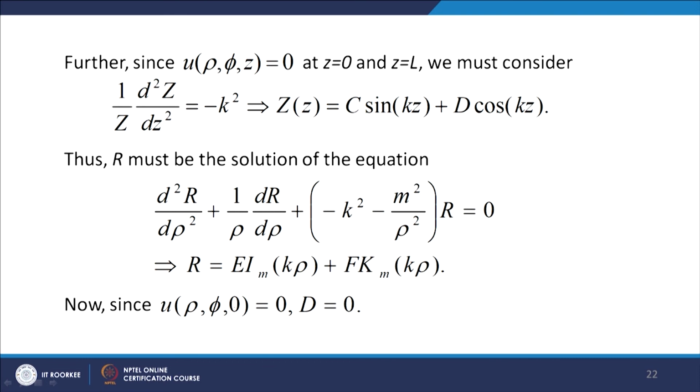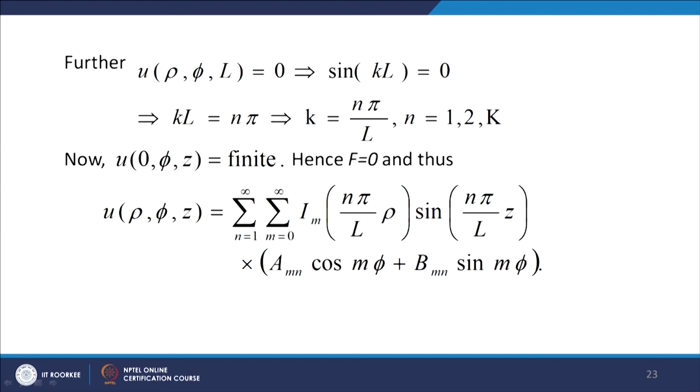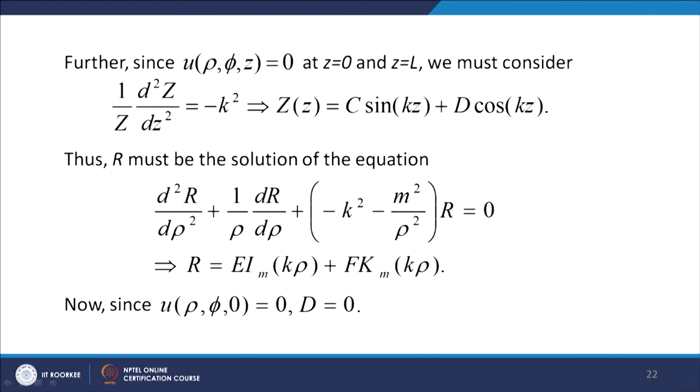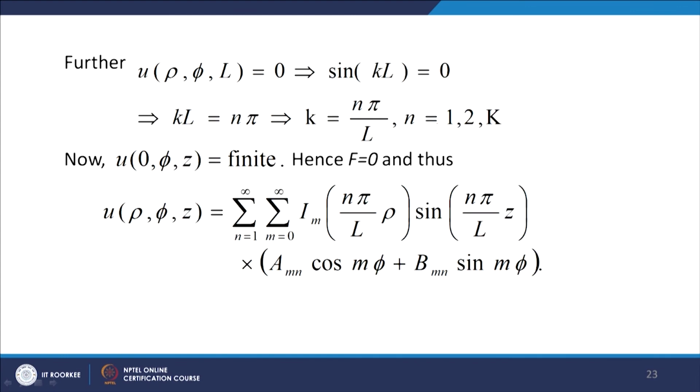Now, u rho phi 0 equal to 0, at z equal to 0, u is 0. So, u is 0 means d must be 0, okay, and u rho phi l is 0, at z equal to l, u rho phi z is 0. So, we shall have sin k l equal to 0. Sin k l equal to 0 will give you k equal to n pi by l. N equal to 0 will lead us to a trivial solution. When n is a negative integer, because of the sine function, sine minus theta is minus sine theta, so minus sine will be absorbed in the constants, and therefore, we will take positive integral values of n.